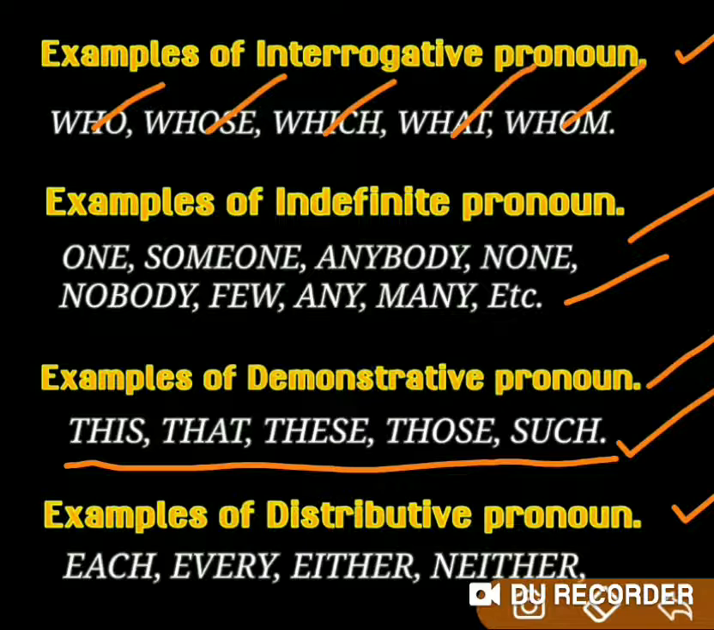We use some words to show that, those words are called distributive pronouns. The words which distribute the personalities as single, as a part, are called distributive pronouns. It means it distributes people. Examples are each, every, either, neither. These are some examples of distributive pronouns.